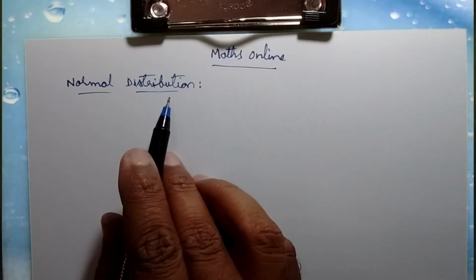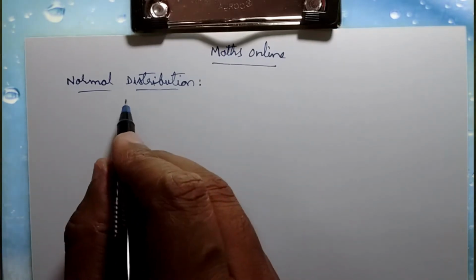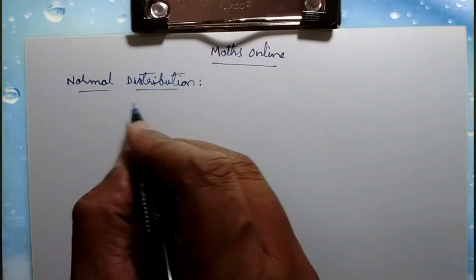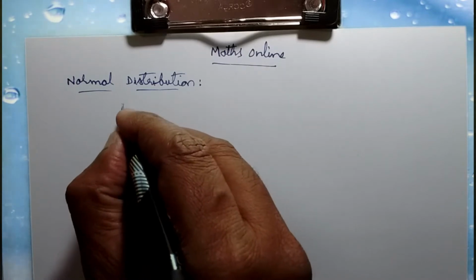Today's topic is normal distribution. Let me define the basic definition for normal distribution. Normal distribution is a continuous probability distribution. So let me write down the definition.